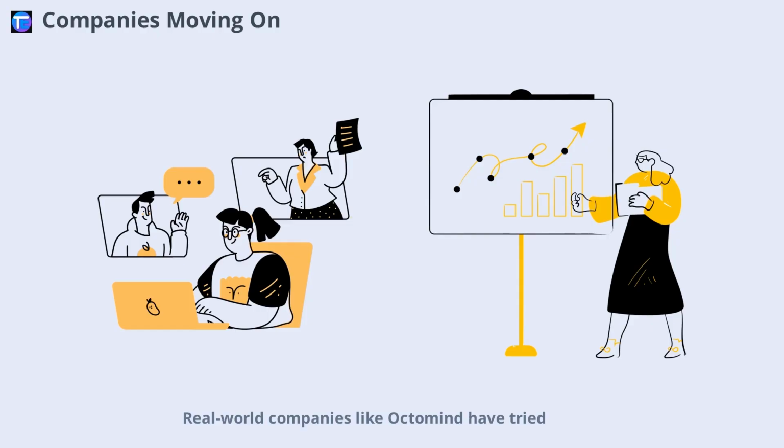Real-world companies like Octomind have tried using LangChain for their AI agents, but as their needs grew, so did their frustrations. The rigid abstractions made it impossible to scale or adapt to complex workflows. Eventually, Octomind removed LangChain entirely, reporting a significant boost in productivity. Their experience is echoed by many others who find that ditching these frameworks allows them to focus on actual coding, not fighting the tool.